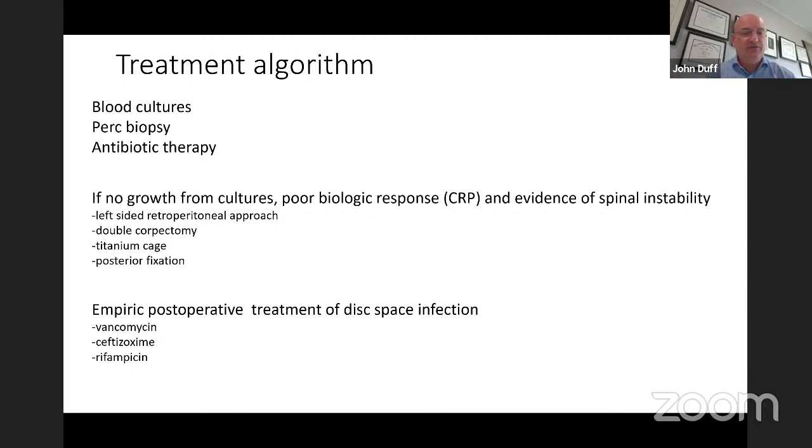L2-3, I would then put a titanium cage in, and I would close the retroperitoneal approach, and I would turn the patient over onto her front, and I would do a posterior percutaneous fixation through the back. And then, while waiting for the definitive results, postoperative empiric treatment using a mixture of antibiotics and rifampicin, largely to penetrate the biofilm that will inevitably form on the implants. So that's my argument in favor for this case, and I'd like now to hand over to Andreas so he can give us the argument for medical management.